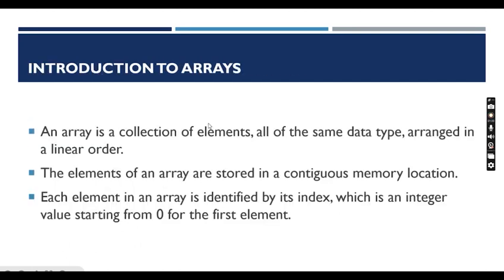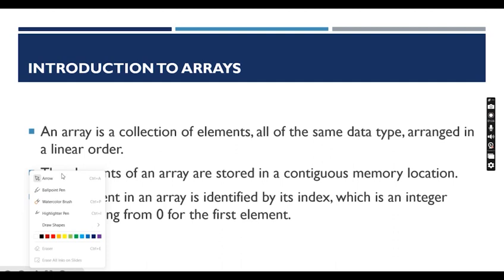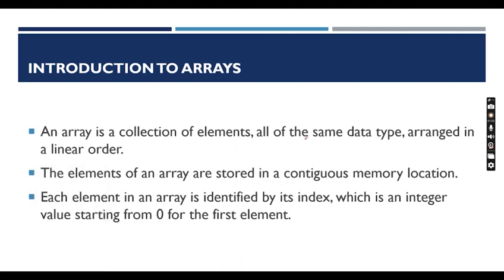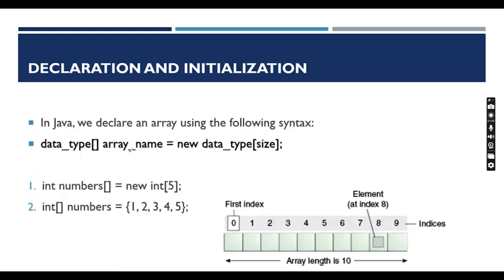As you can see, an array is a collection of elements which are of the same data type, arranged in a linear order. Linear order means you can perform a linear search on that operation. It is stored in a contiguous memory location, starting from 0 for the first element. Just move to the next element.